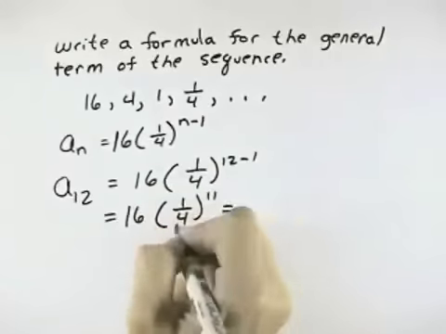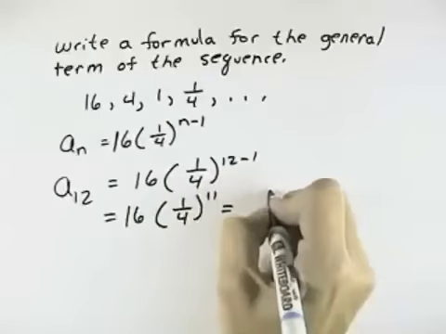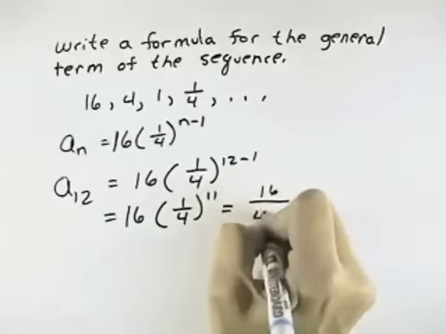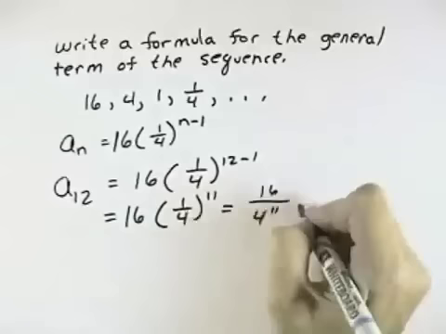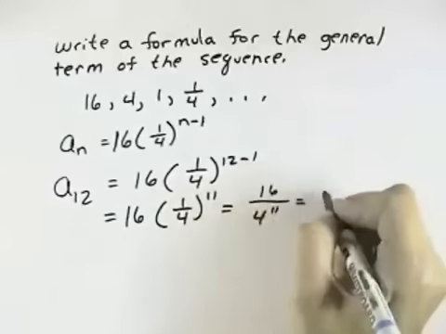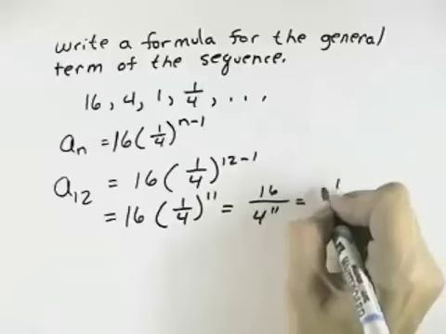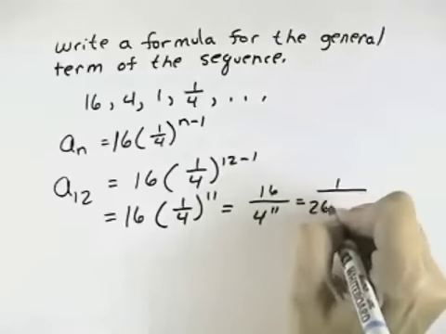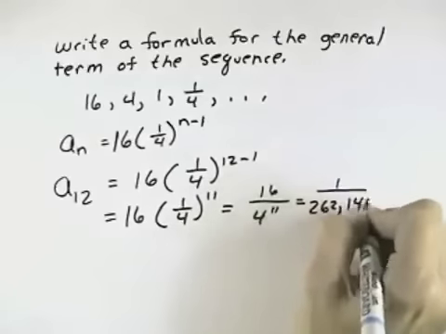So I need to evaluate out the 11th power. And so I have 16 over 4 to the 11th, which is another way to look at 1/4 to the 11th. And after I cancel the 16, that will leave me 1 over, and I'll have 262,144.